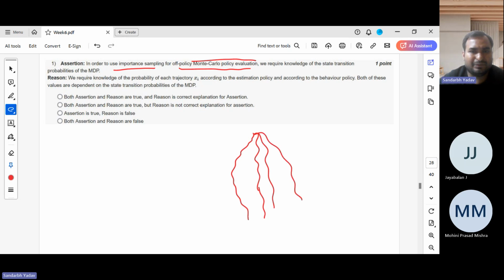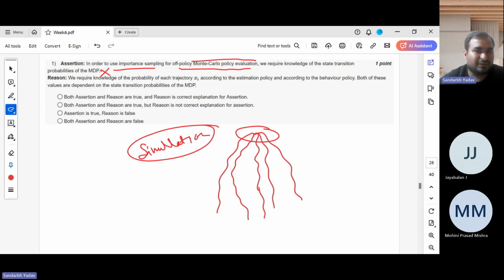We were generating the trajectories, which did not require the information of transition probabilities. In Monte Carlo methods, were we actually using the transition probabilities anywhere? No, we were not. We were simply generating trajectories and taking the average over them to see which action performed the best. So this statement is wrong, right? We don't require knowledge of transition probabilities. If you just have a simulation model, you can generate trajectories from it, take the average, and see what the best action is. So transition probability is not needed.